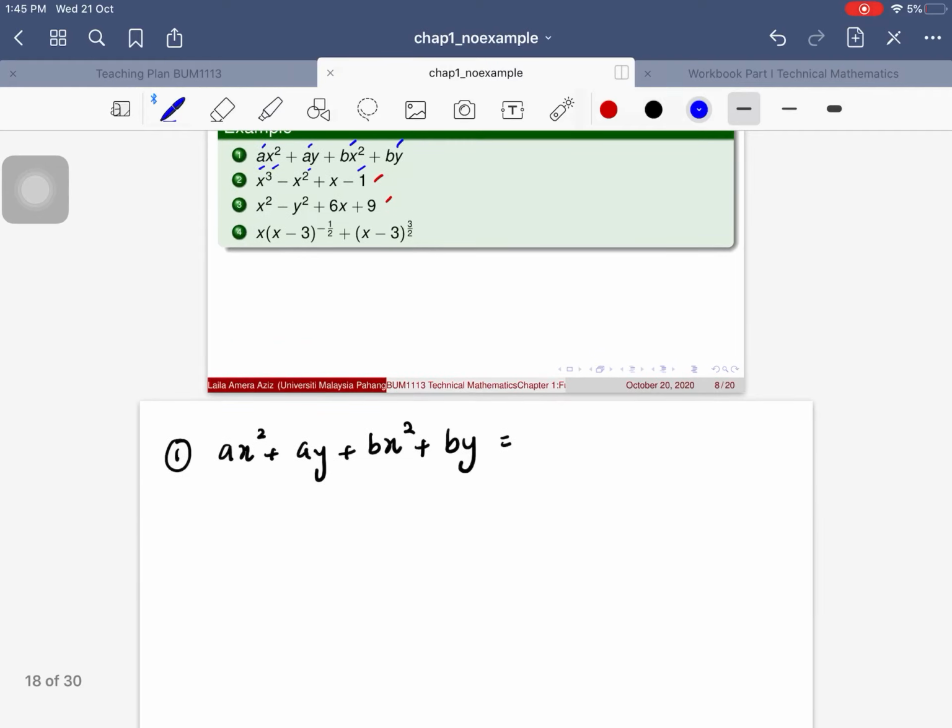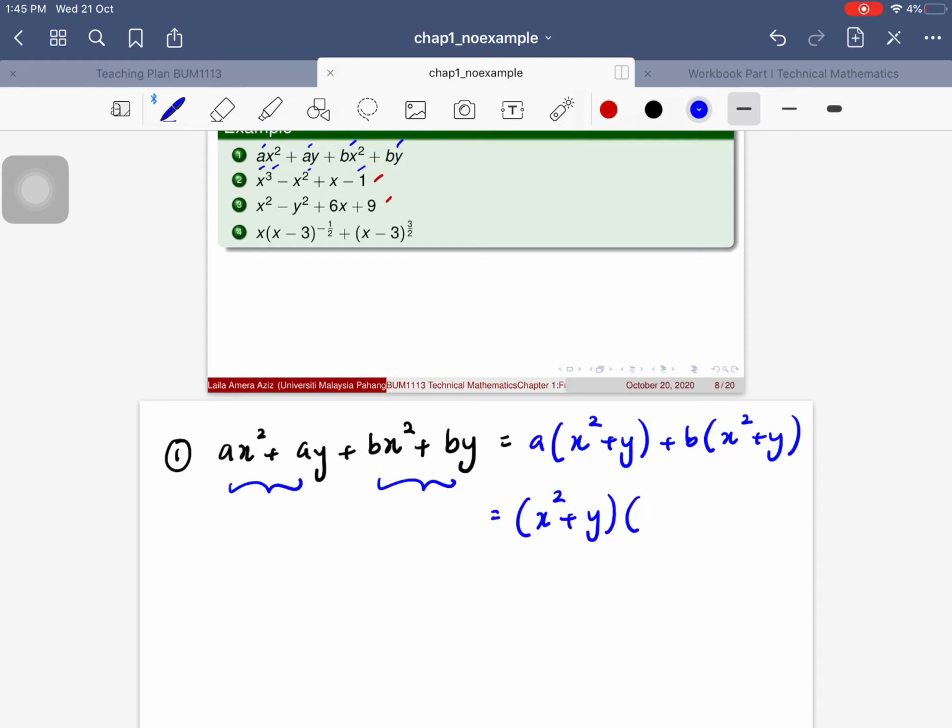For example here, let's see if I want to group a with a, b and b. So this 2 together, I'll end up with x squared plus y, and b is going to be, again, x squared plus y. And I can factor out x squared plus y, for which from the first term I will get a, and the second term I will get b. So that will be the outcome. Okay, so that's how it looks for this case. So number 1. Number 2, so I have x cubed minus x squared plus x minus 1.